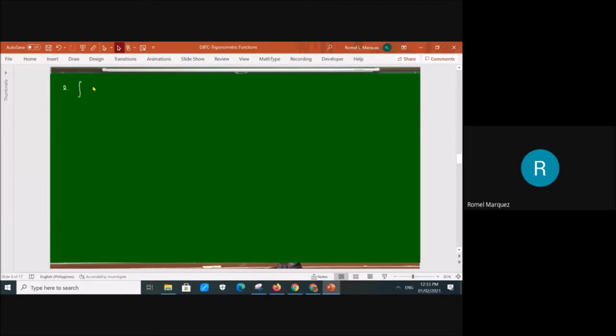Okay, number 2, we have integral of secant squared theta d theta over secant of tangent theta. So what if you have this? There are a lot of trigonometric functions. We have secant, we have tangent, and another secant on top.